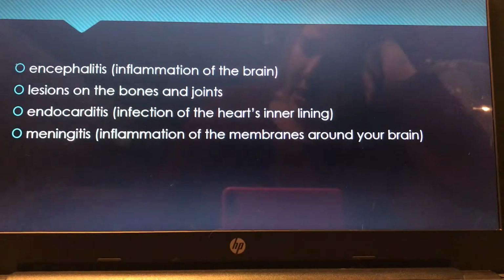So, if you leave this untreated, there are several things that can occur. Encephalitis, which is inflammation of the brain. Lesions on the bones and joints, which is why they would need to do x-rays to see if they're changing or if there are new occurrences. Endocarditis, infection of the heart's inner lining. And meningitis, inflammation of the membrane around your brain. This can also cause infections in your liver, your spleen, bone marrow, and your kidneys as well.